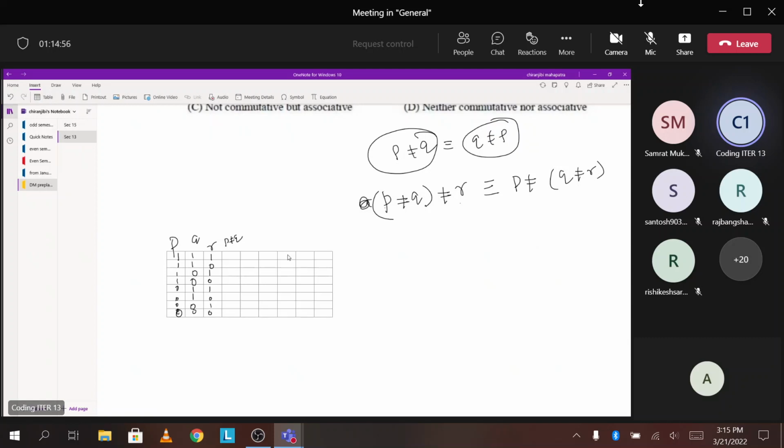P not equals to Q means 1 not equals to 1, that is false, that is 0. That means if they are equal, that is 0. If they are not equal, then in that case, it will be equals to 1. So 1 equals to 1, that is also 0. 1 0 1 1 1 1 0 0 0, so it is also 0 0. Fine.